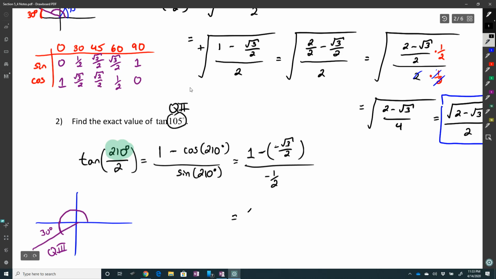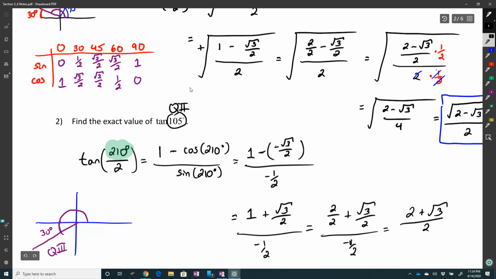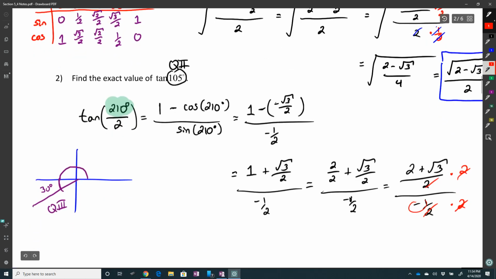So we go ahead and work it out. 1 plus square root of 3 over 2 over negative 1/2. I do exactly what I did last time. I make the 1 2 over 2. And so we end up with 2 plus square root of 3 over 2 divided by negative 1/2. Just like before, the 2's cancel because you're multiplying by 2 over 2. And notice that there's going to be a negative out front. So my answer becomes negative parentheses 2 plus square root of 3, or negative 2 minus square root of 3.